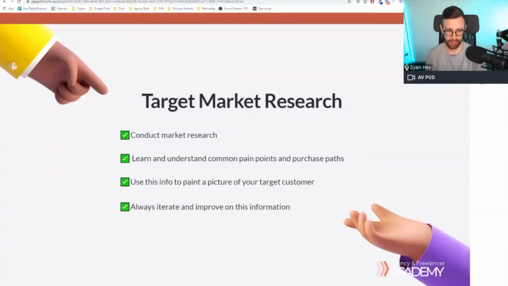And this is why I've put here, always iterate and improve on this information. Like as the last 3 years have happened for my company, we have not changed our persona or changed our offering, but we've just doubled down in areas. So for example, we started to see, okay, we're great at driving results from paid ads. We're really awesome at that.